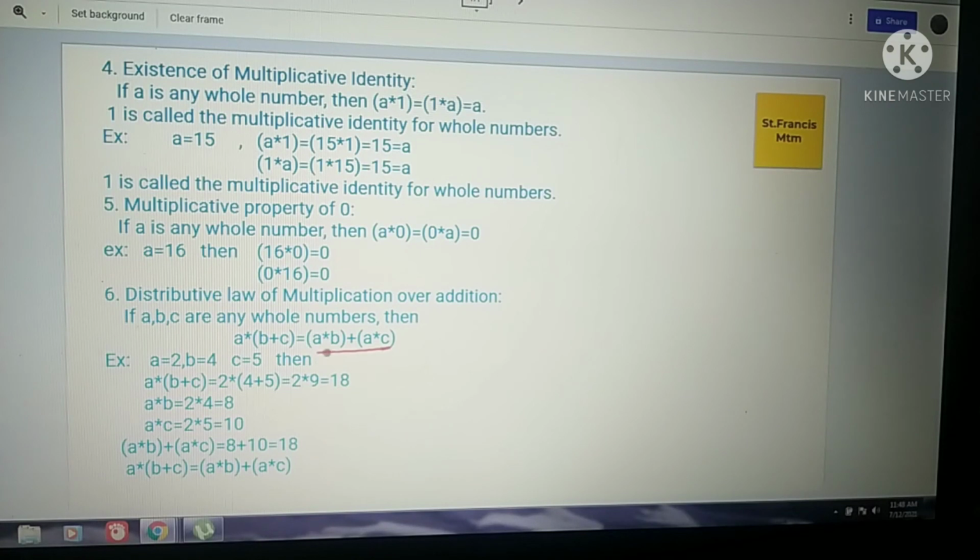Now on the right hand side we will check this one. First, A into B: replace the values, 2 into 4, you get 8. And again A into C: 2 into 5, you get 10. Now A into B plus A into C: 8 plus 10, replacing the values, and do the addition. What you get here? 18. This is equal to the other side. That's what A into (B plus C) equals A into B plus A into C.